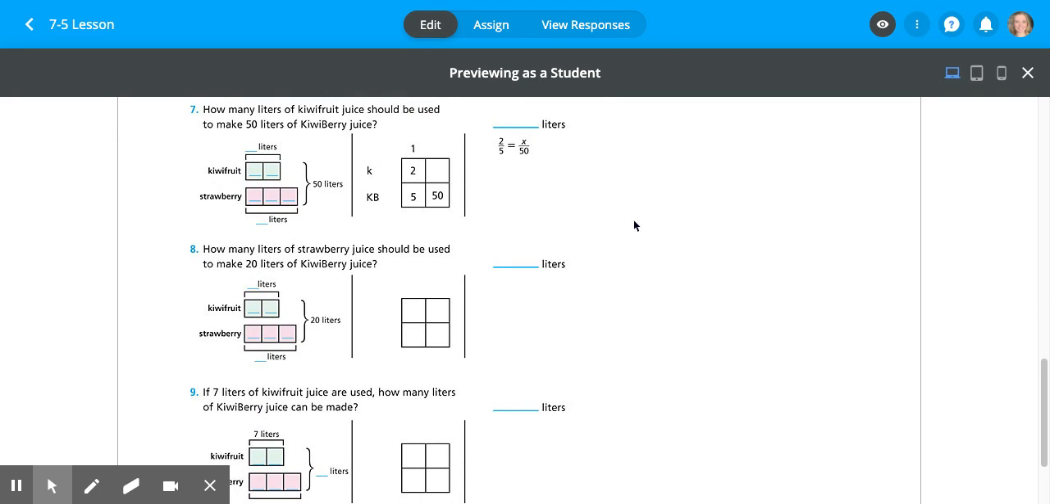So it says, how many liters of kiwi fruit juice should be used to make 50 liters of kiwi berry juice? So we have our factor puzzle already filled in. So we have the kiwi berry and the kiwi. So let's start with the factor puzzle first because that's the one that's the most filled in. So we have 1, we know 2 divided by 1 is 2, 5 divided by 1 is 5, 50 divided by 5 is 10. So then 10 times 2 is 20.